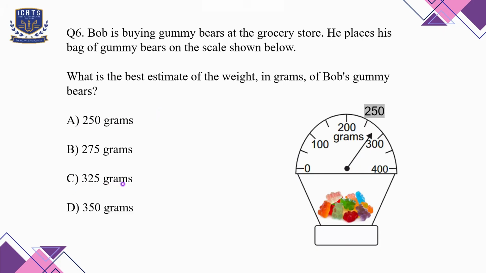Option C is 325 grams and option D is 350 grams, which are incorrect because we can clearly see the needle of the scale is behind 300. So 325 and 350 grams are not possible. The suitable or best estimate is 275 grams, which is somewhere in the center of 250 and 300. So we can say the weight of Bob's gummy bears is roughly 275 grams.